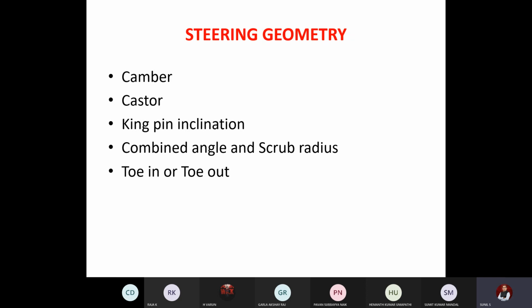Number 1 is camber, second is the caster, third is kingpin inclination, the fourth is combined angle and scrub radius, and the fifth is toe in or toe out. Now we have to see the definitions of all these 5 important steering geometries. Please make a note of it.